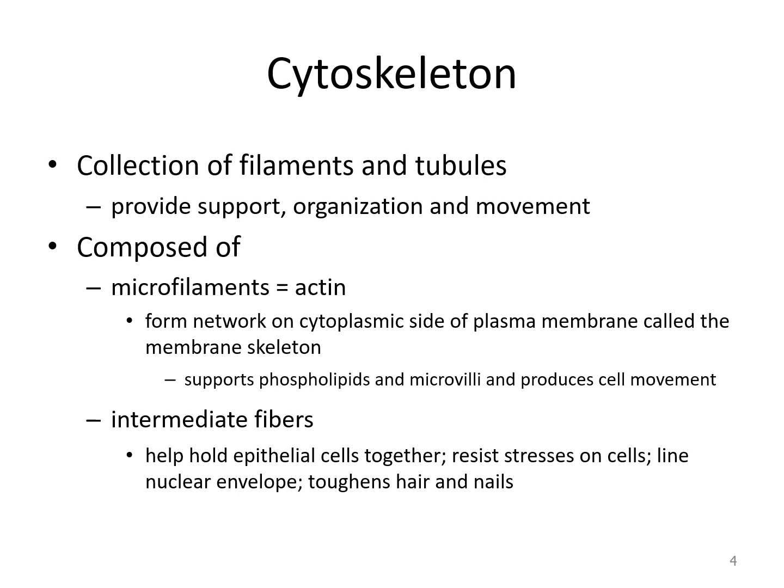We'll also see intermediate fibers. These help to hold epithelial cells together. Epithelial cells are the cells that will line body cavities and organs. They help to resist stresses that are placed on cells that come from movements within the body, for example. They also line the nuclear envelope, and they help to toughen hair and nails.